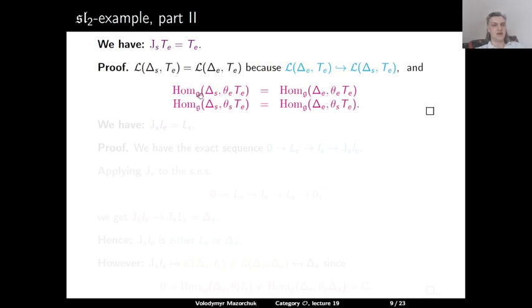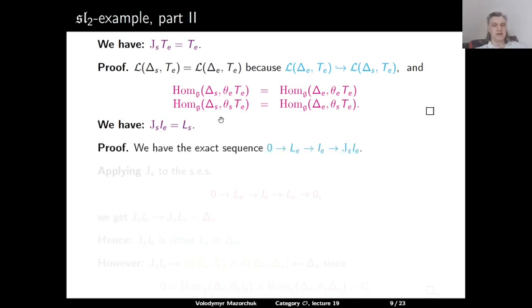So here we have Hom from δ_S to T_E, which is one dimensional, and Hom from δ_E to T_E is also one dimensional. Hom from δ_S to θ_S T_E, so this is T_E plus T_E, is two dimensional, and similarly Hom from δ_E to θ_S T_E is also two dimensional. Finally, the most non-trivial property is that the Joseph completion of the injective module I_E is isomorphic to the simple module L_S.